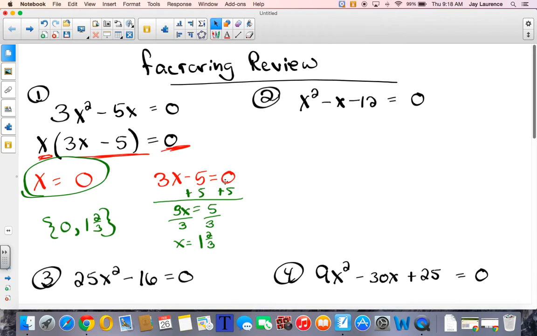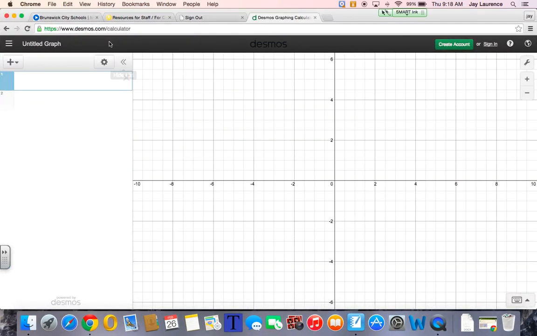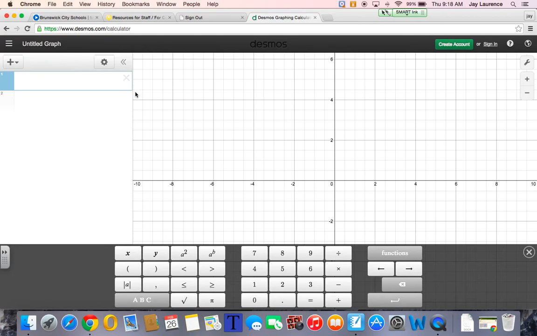Now, to show you what's up here, let me see. I've got it. If you can see this, it says www.desmos.com/calculator. This is a free online graphing calculator, and you just type in your equation. So, for example, it's 3x squared.